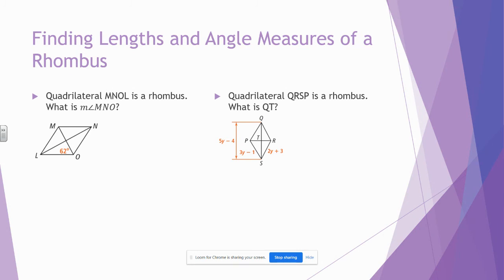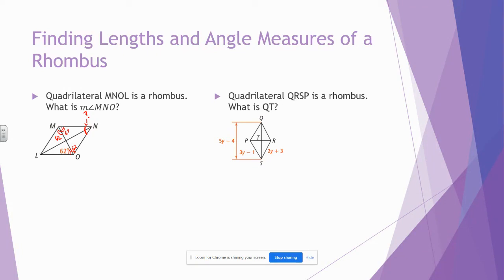All right, first one, MNOL is a rhombus. We're looking for the measure of MNO, so let's identify that angle first. So MNO, we are looking for this whole angle right here. That's our mystery angle. We know that LMO is 62 degrees. So we can identify a few more angles with 62 degrees. That means this one is 62 right here. This one is also 62. This one is also 62.